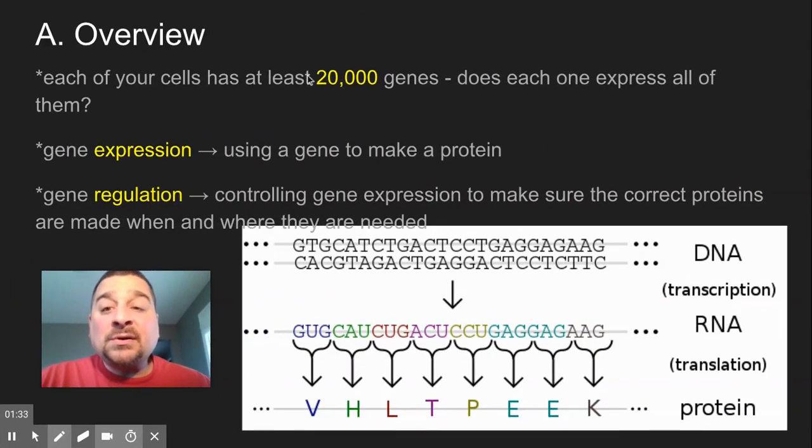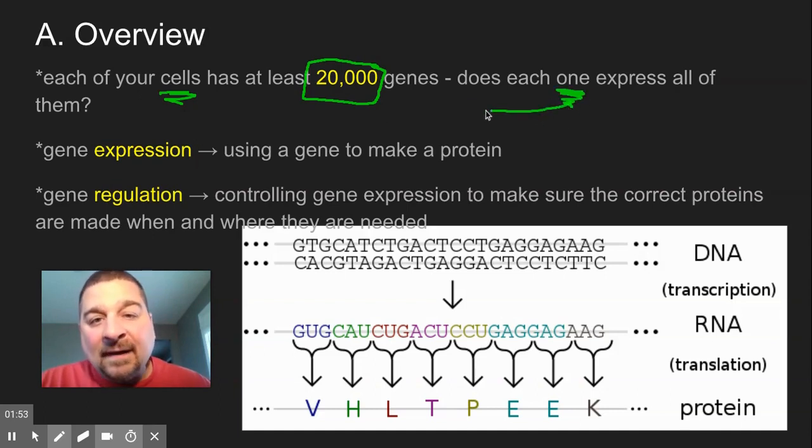It's important to remember that most of the cells in your body have all 46 chromosomes. They have all the copies of your genes, and it's estimated that you have about 20,000 different genes on those 46 chromosomes. Now, does every single one of your cells need to be coding all 20,000 of those genes?